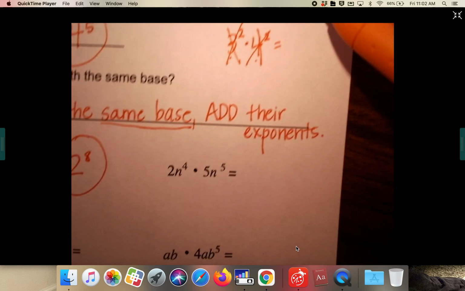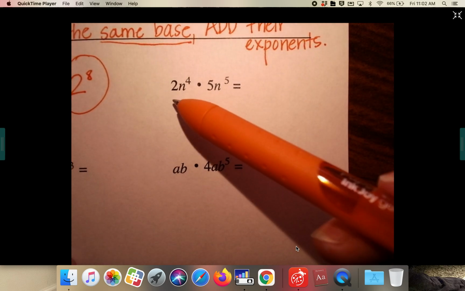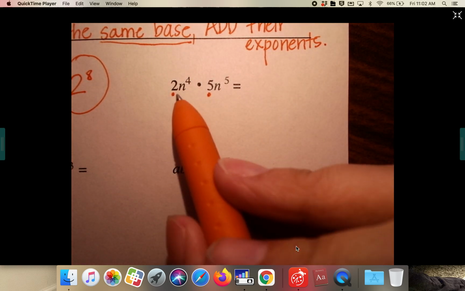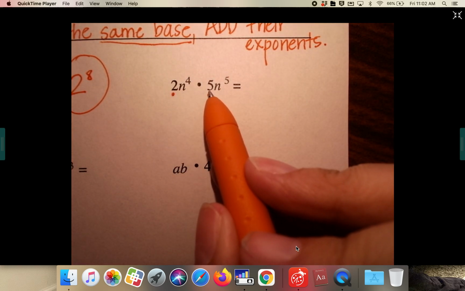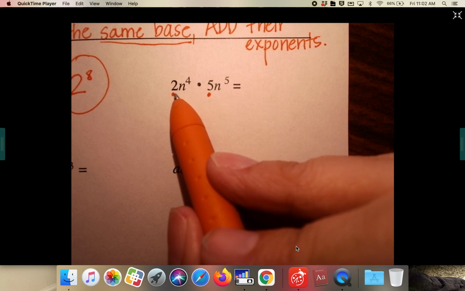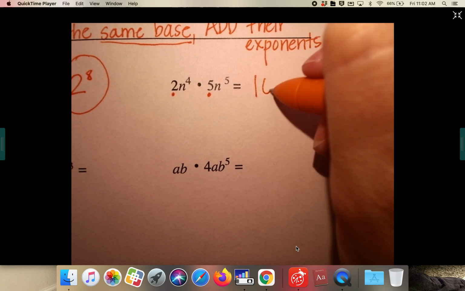So here's an example kind of like I crossed out up here. They are not the same base. When they are not the same base, you can go ahead and multiply them. So we're going to multiply 2 times 5. I'm not talking about the n's, and I'm not talking about the exponents. Only the 2 times 5. So 2 times 5 is 10.